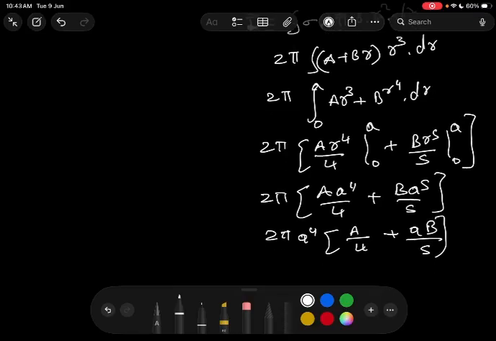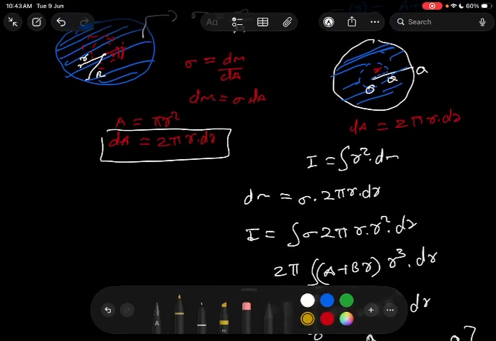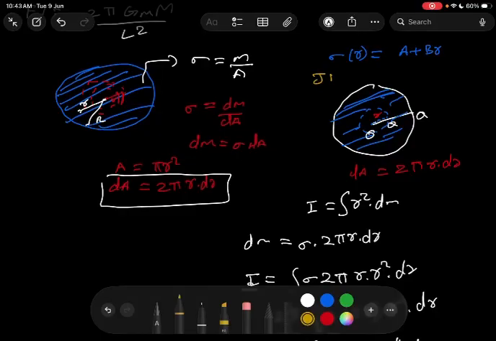This is a question that has been asked in JEE Mains. What year? 2020. JEE 2020. That is how we do the integration and the taking elements part for the disk. I hope you all understand.